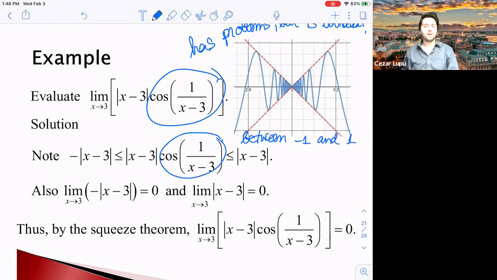I'll do the same thing. And again, by the squeeze theorem, since both of these two guys here will go to 0 as x approaches 3, there is no escape for that guy over there involving cosine. So again, it will go to 0, right?